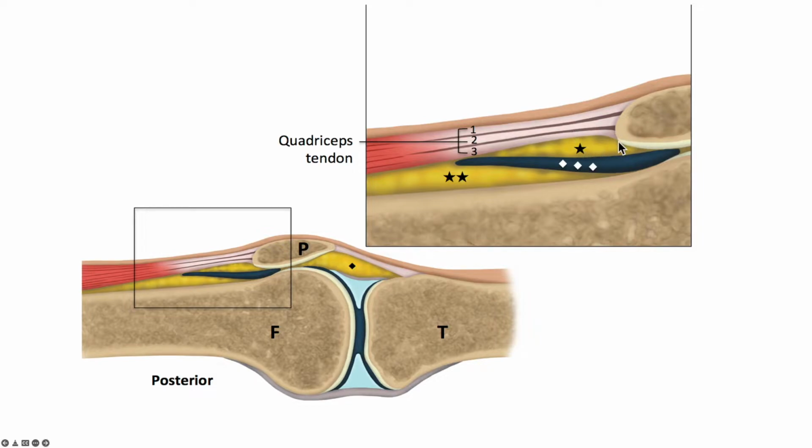And just above the patella, there is the suprapatellar fat pad. And here, in front of the femur, is the prefemoral fat pad. Between the two fat pads is where the fluid can bathe in this bursa.